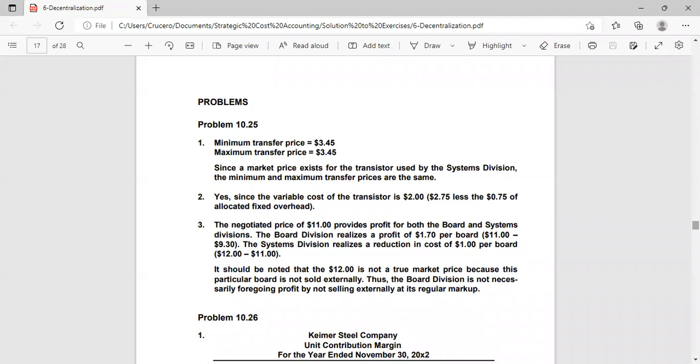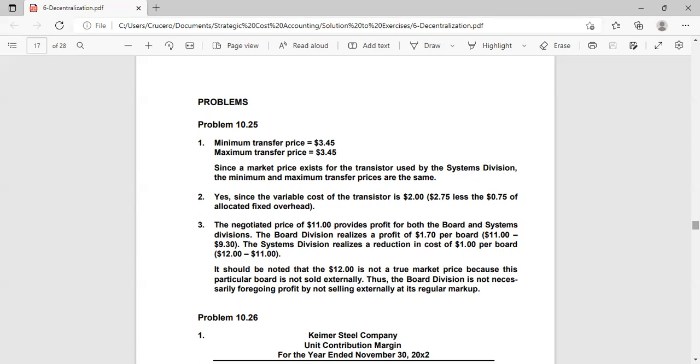The board division realizes a profit of $1.70 per board. So that's $11 minus $9.30. For the systems division, the difference is a reduction in cost: we have $12 minus $11. That will be a reduction in the cost of the systems division.